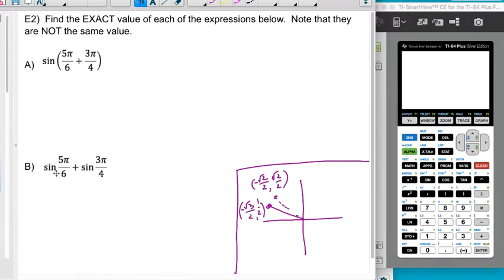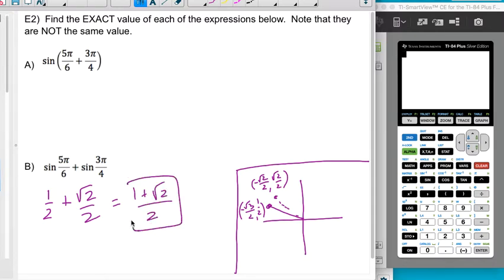So sine of 5 pi over 6 is a 1/2. Sine of 3 pi over 4 is a root 2 over 2, so I get that this is a 1 plus a root 2 all over a 2. So that's B. But for A, I'm going to have to use that sine of u plus v formula, right?